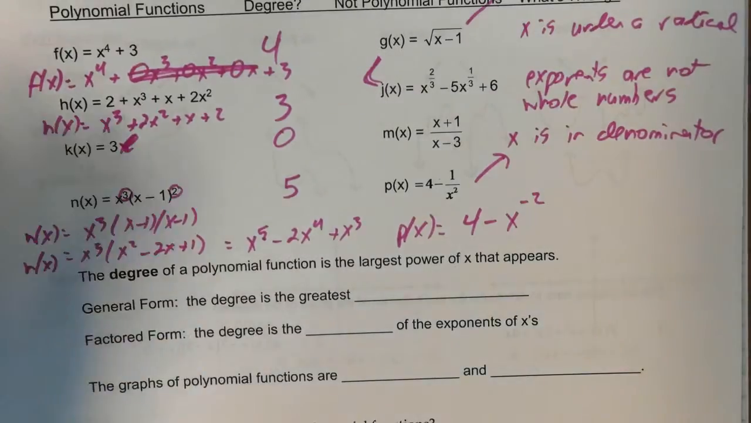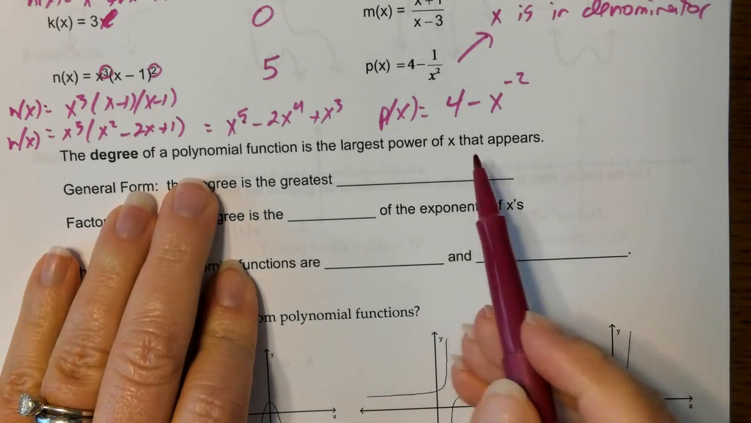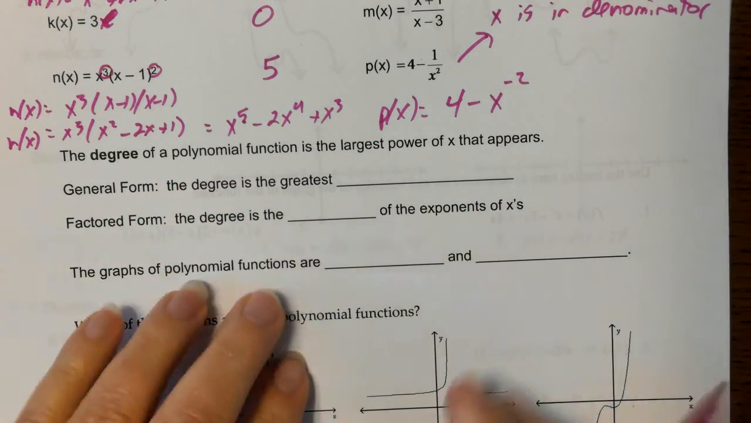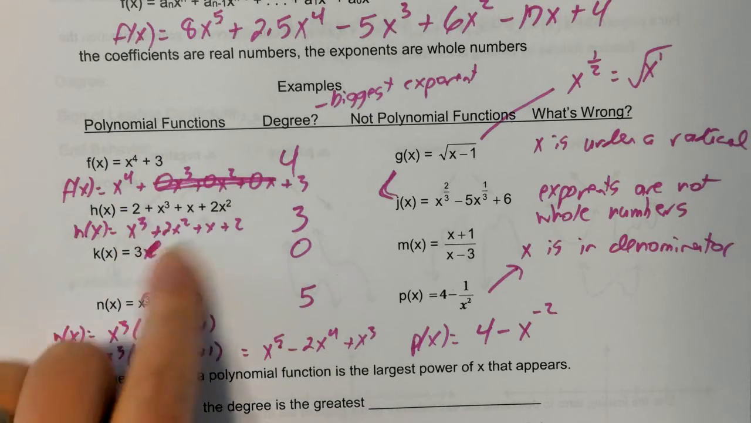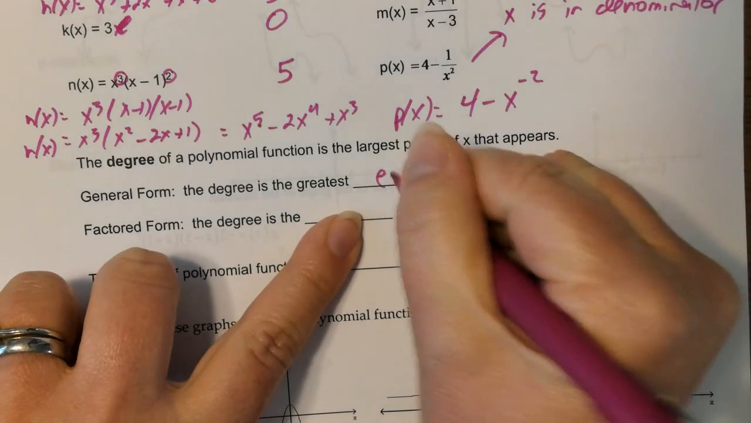Let's talk a little bit more about the graph and that term degree. We mentioned that the degree was the largest power of x. So in the general form, these first few on the left here were what we call general form. The degree is the greatest exponent.